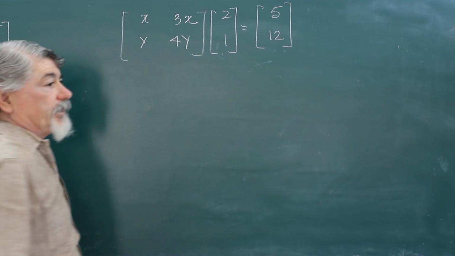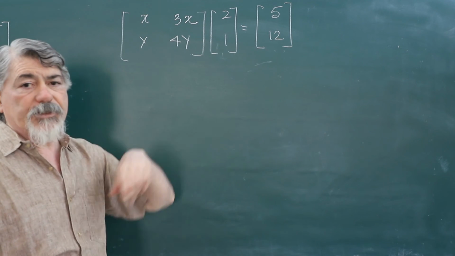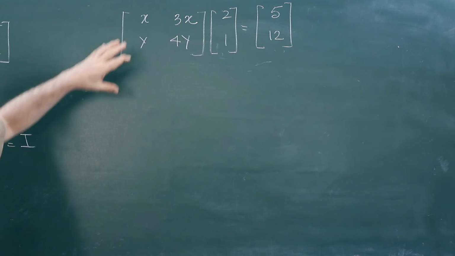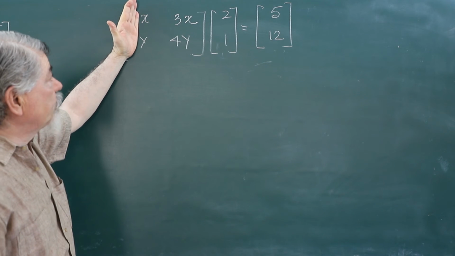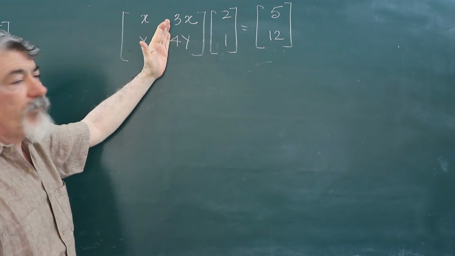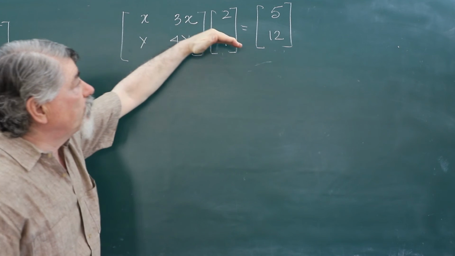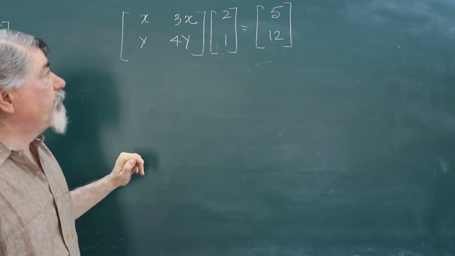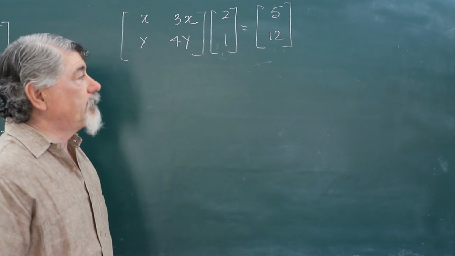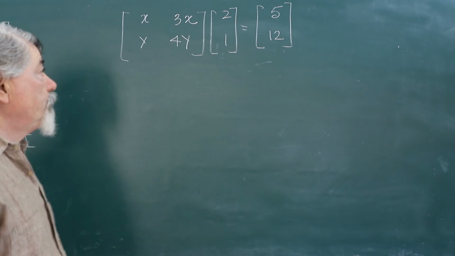First of all, we have to see, obviously matrix multiplication will be possible because he has given you an equation. But even then, the number of columns in this matrix is 2. xy is one column, 3x, 4y is another column. The number of columns should be equal to the number of rows in the second matrix. In this, 2 is one row and 1 is another row. So matrix multiplication from this to this is possible.